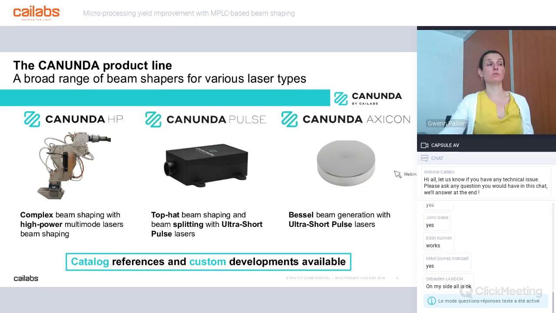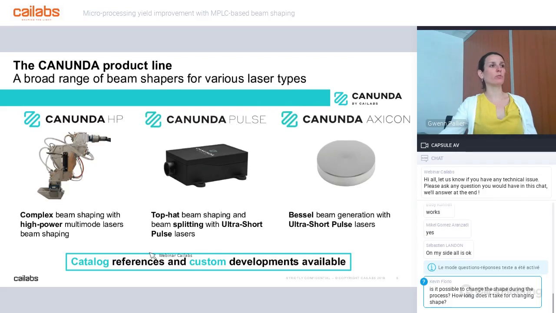We have another line, which is the way to generate very high quality Bessel beams with ultra-short lasers, mainly for glass cutting. But today we are here to talk about the third one, our product line which enables top-hat generation and beam splitting with ultra-short pulse lasers for microprocessing. I guess that John has already given you many examples of microprocessing applications. Let me just say that all these products are available both as catalog references or as custom developments.